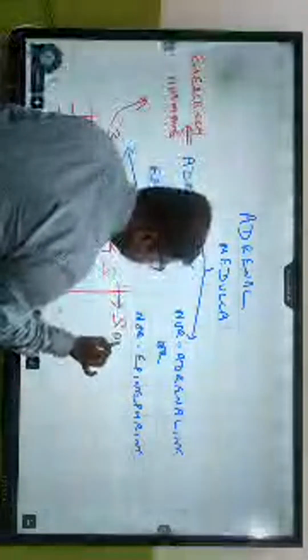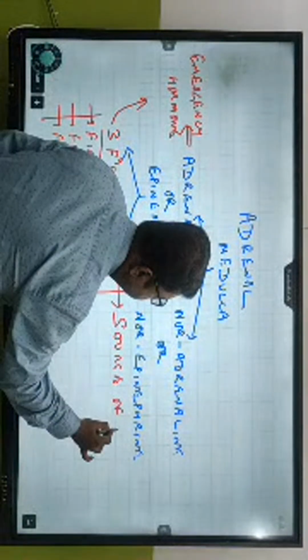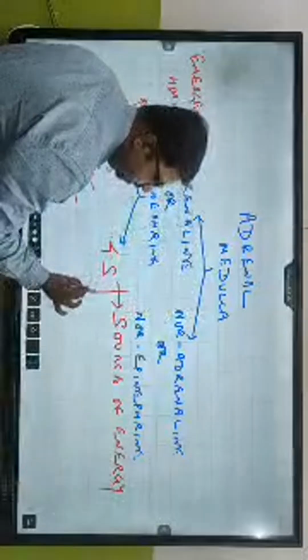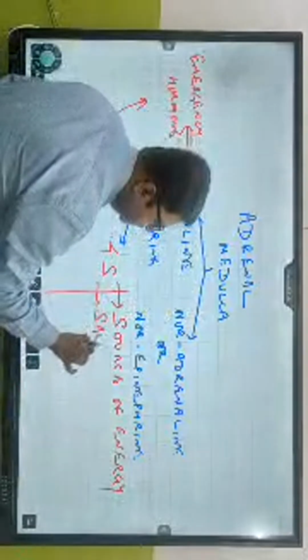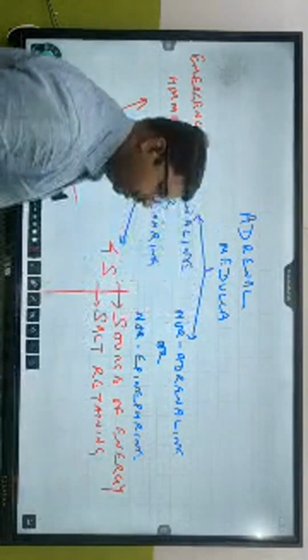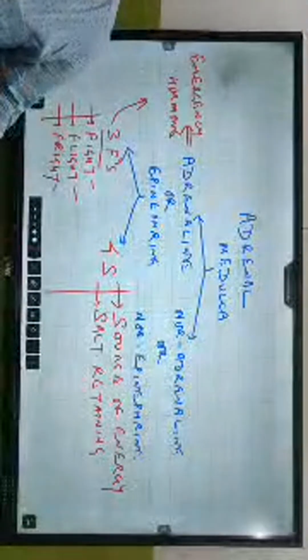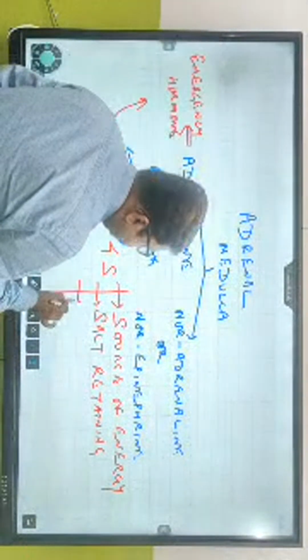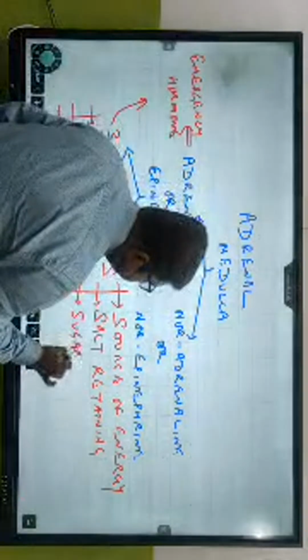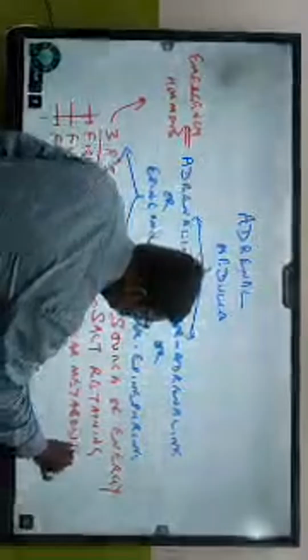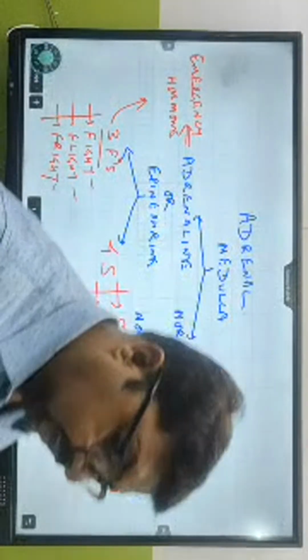4S का काम क्या है? 4S is what? The first S is it is the source of energy. First S हो गया source of energy. The second S is it's salt retaining. It's going to retain the salt inside your body, and that's why you're never going to become weak. So you're going to feel very energetic. Next is what? Sugar metabolism. So it's going to help in sugar metabolism, and that is why you're going to have huge amount of energy. Fine?